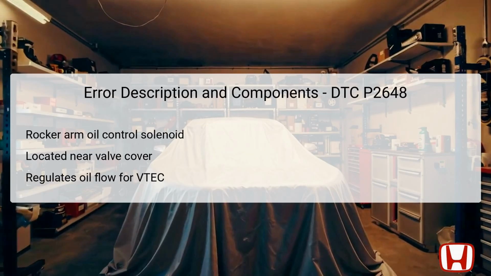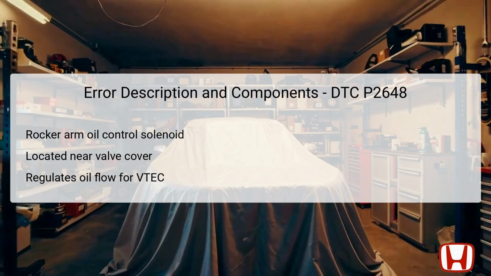The primary component associated with DTC P2648 is the rocker arm oil control solenoid, which is responsible for controlling the oil flow to the variable valve timing VTEC system. This solenoid is usually positioned near the engine's valve cover. Its role is critical as it ensures that the engine operates efficiently, optimizing timing for valve lift.